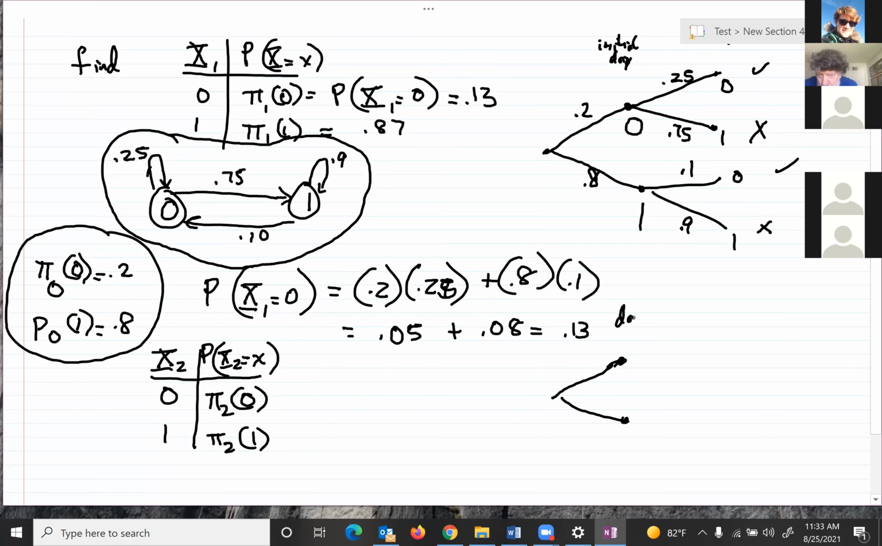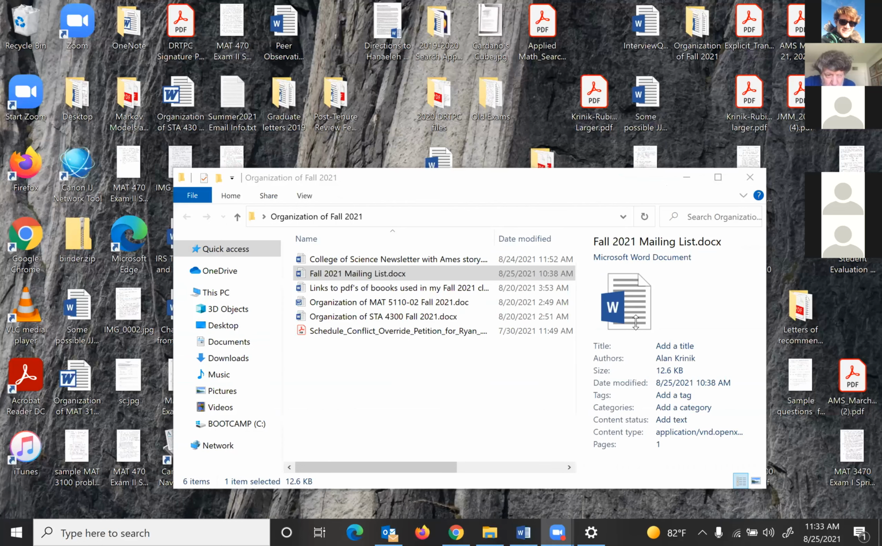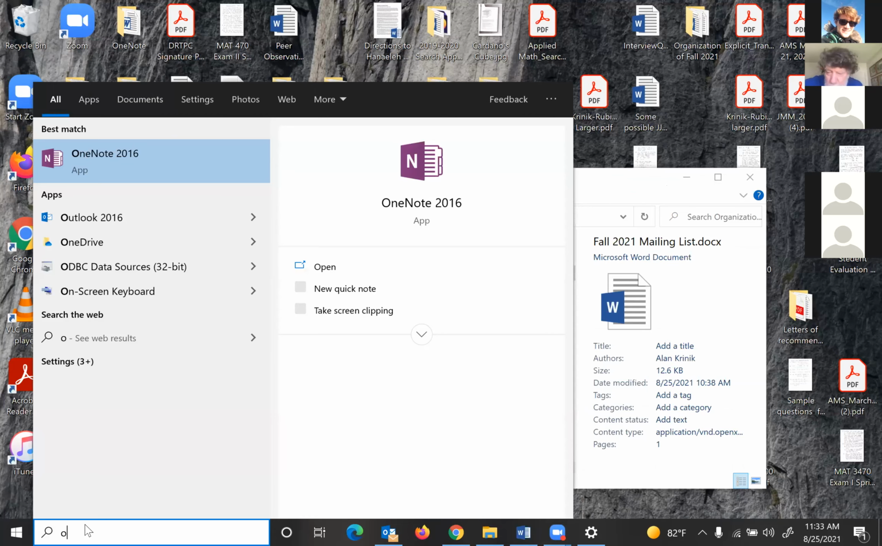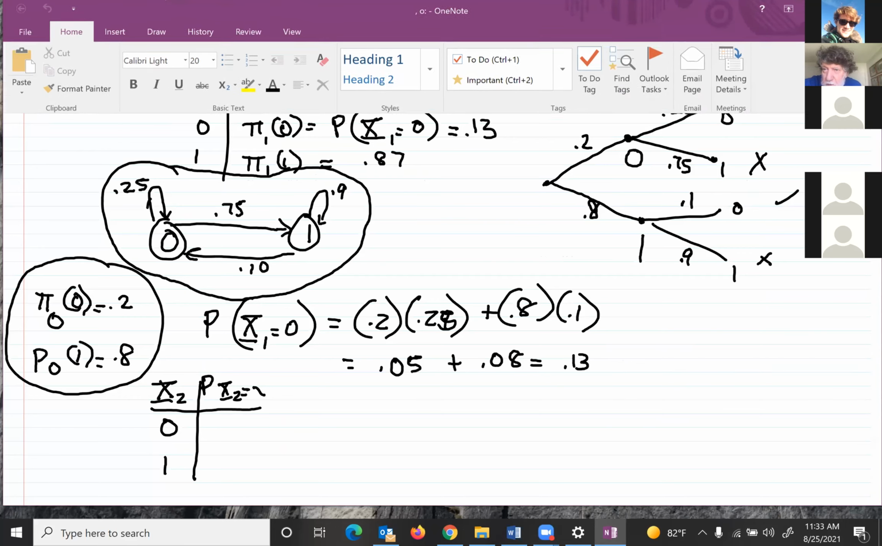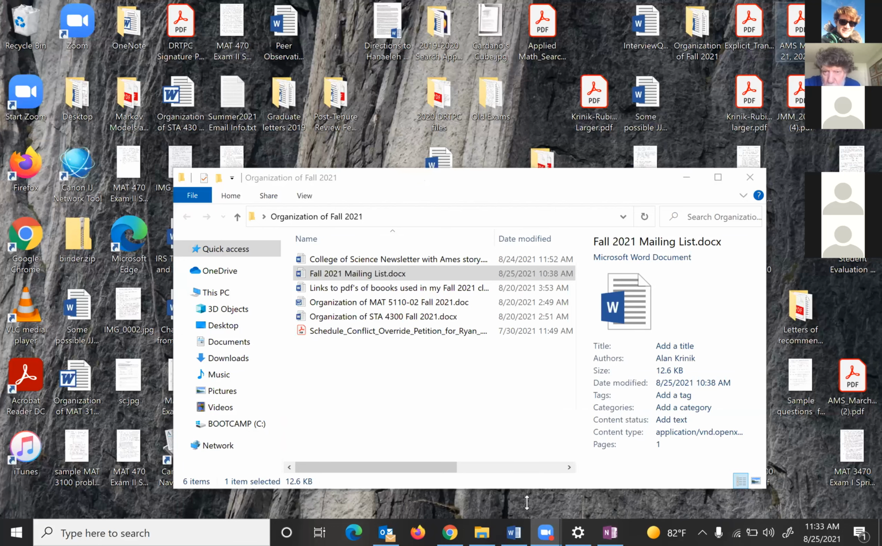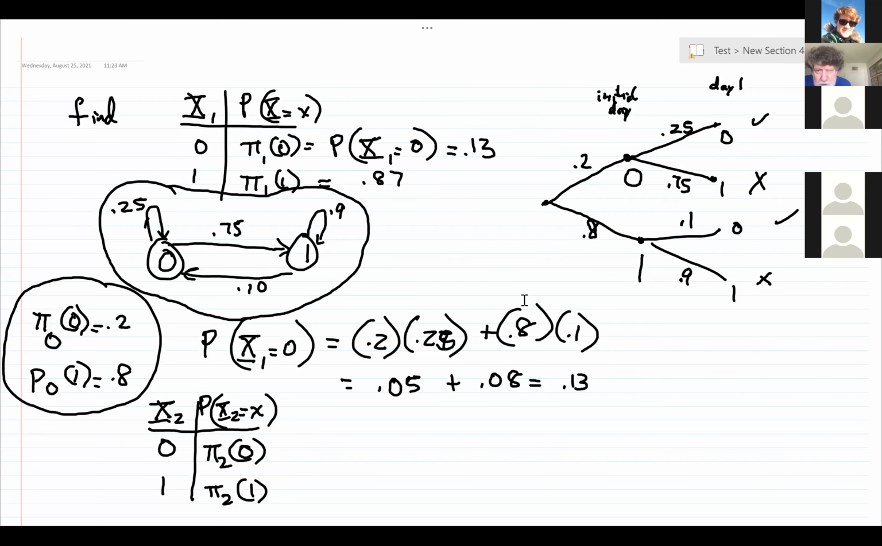Let's say this is day one. Give me a minute. Lost my OneNote. It's back, but I got to share it with you, I suspect. Yes. Okay. I assume you could all see the screen again, but I've lost something in the process.